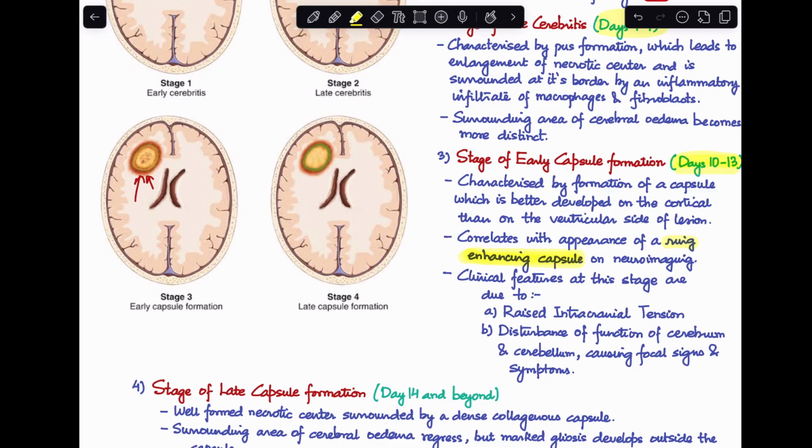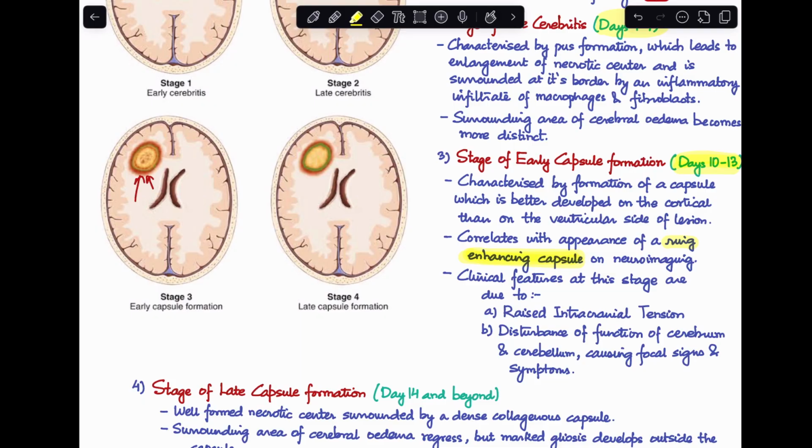So, at this stage, the clinical features that you will be seeing in the patient will be because of raised intracranial tension, and it will also start to affect the function of cerebrum or the cerebellum depending on where it has involved, and this will lead to the development of focal symptoms and signs in the patient.